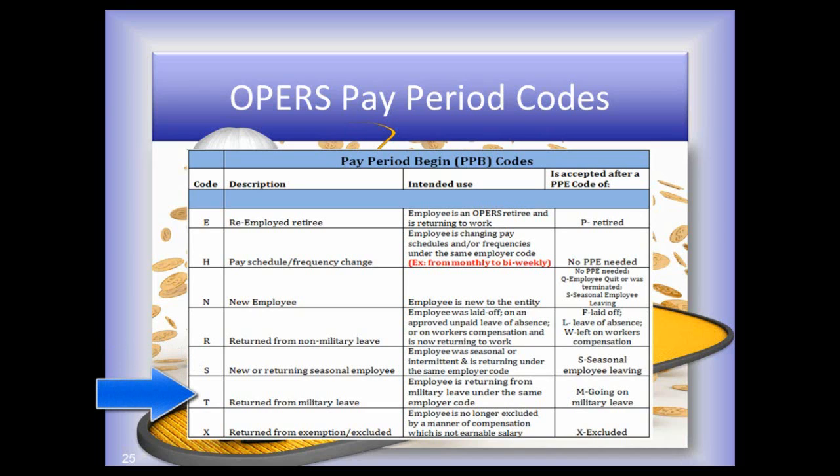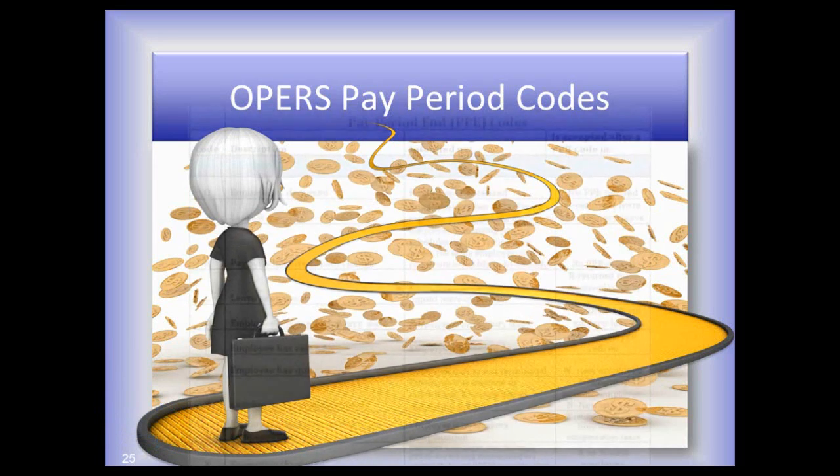The next code is T, return from military leave. Its intended use is that the employee is returning from military leave under the same employer code. And the final pay period begin code is X. The intended use for this code is that an employee is no longer excluded from contributing to OPERS by the manner of compensation which they are paid.